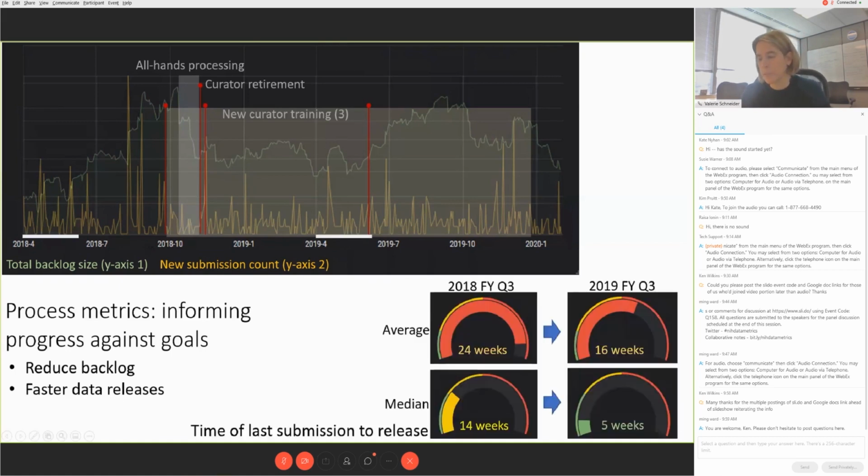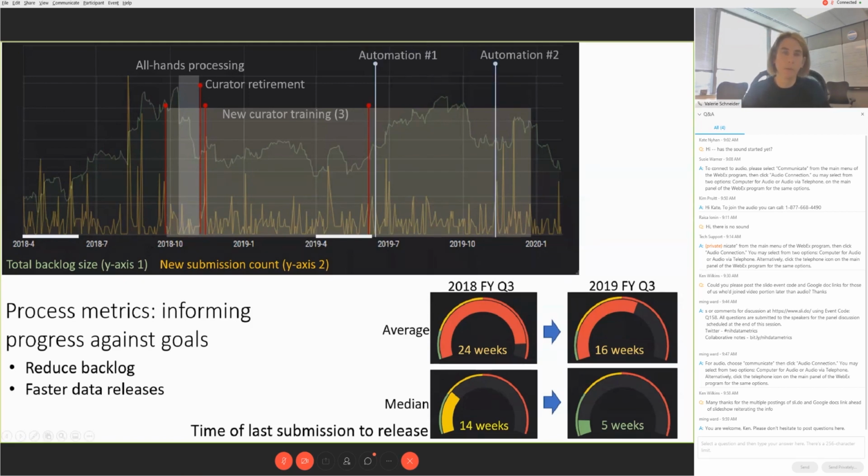But we can look at the impact of these changes on the curation process, on the goal of faster data release. And so it's shown here for fiscal year quarter 3 in 2018. Both the average and median times to the data release were reduced substantially, indicating that ultimately the addition of the new staff had a positive effect. I'll point out that, as you can see with the average and the median, it's important to look at multiple measures because outliers can really skew your interpretation of the data. Next, please.